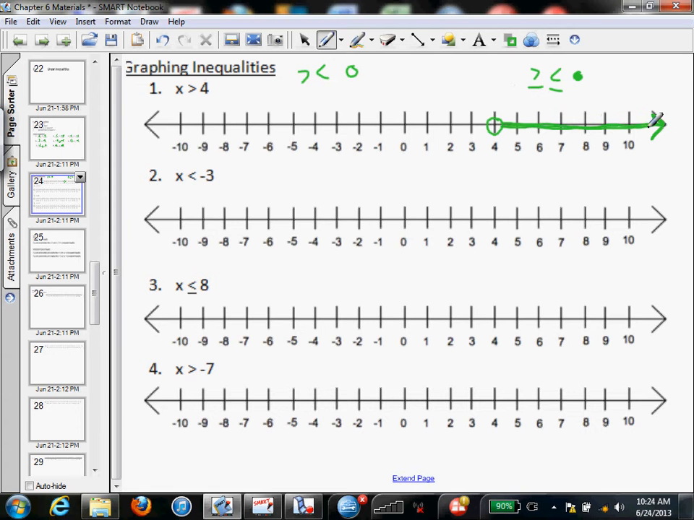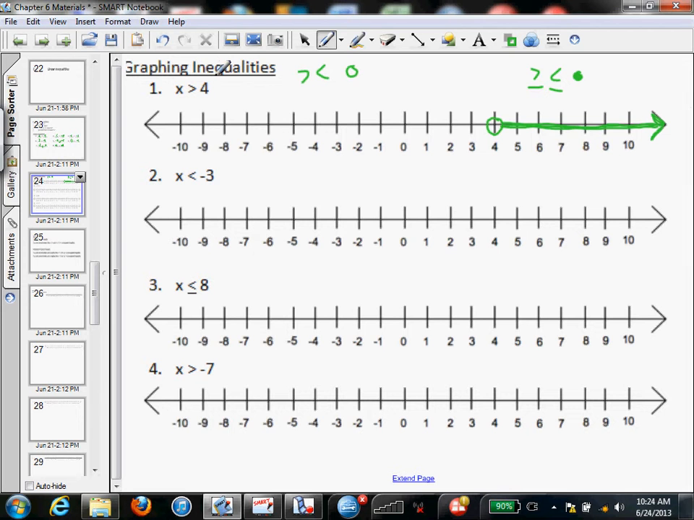Or you can think of it in terms of what values would make this inequality true. 5 would make the inequality true, 6 would make it true, 7, because these values going in this positive direction are greater than 4.